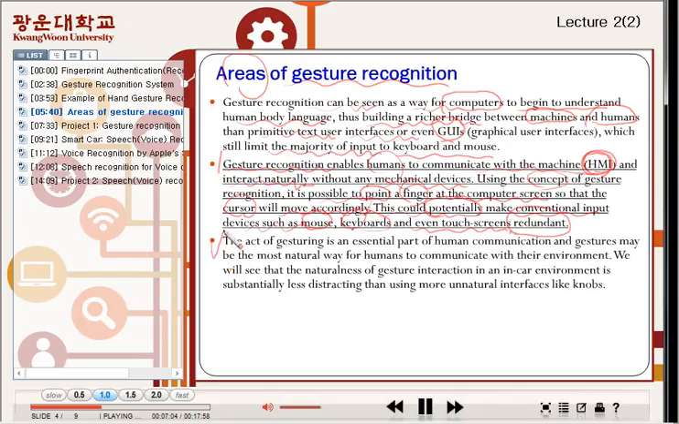The act of gesturing is an essential part of human communication, and gestures may be the most natural way for humans to communicate with their environment. So we'll see that the naturalness of gesture interaction in a car environment is substantially less distracting than using more unnatural interfaces like knobs.